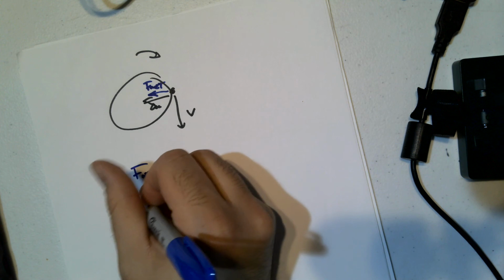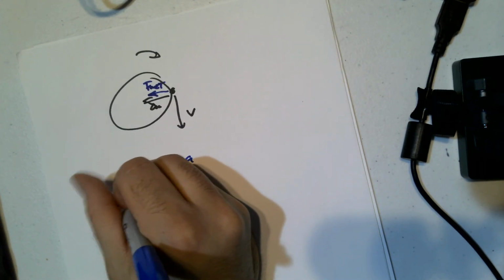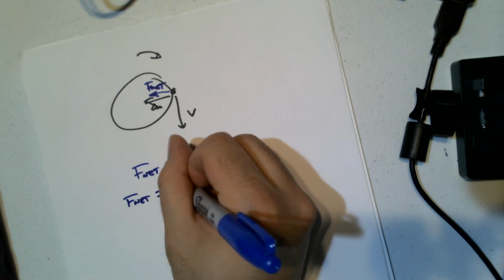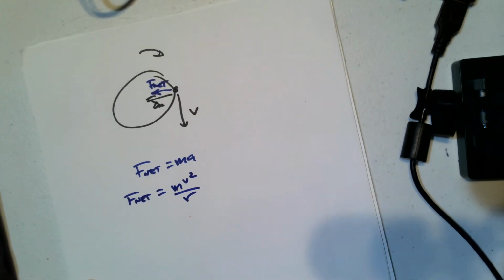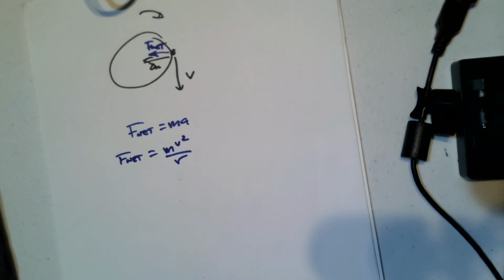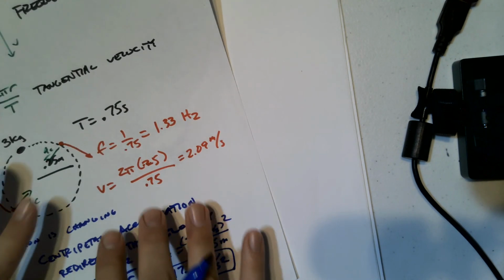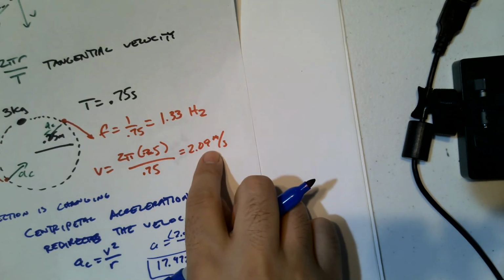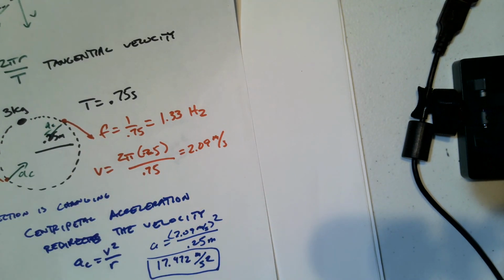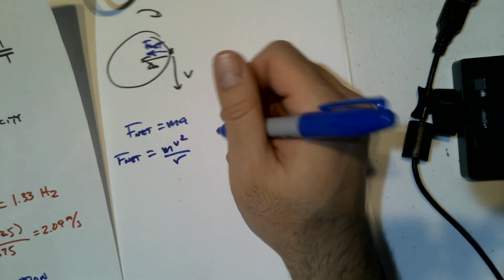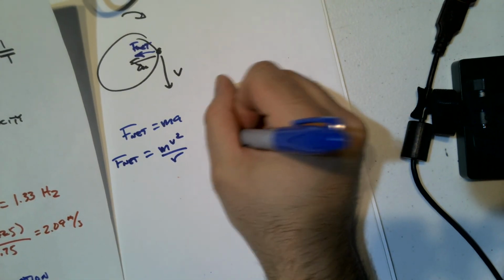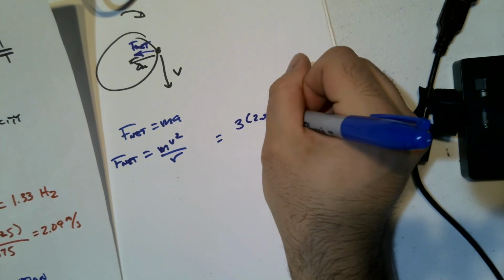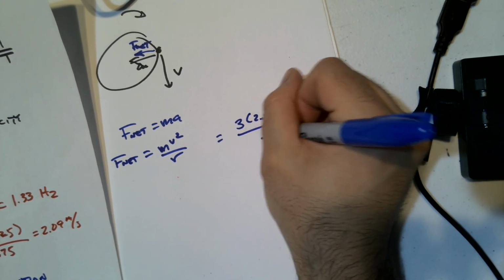And we can also write Newton's second law a different way. Since A equals v squared over R, we can also write it as mv squared over R if we want to. So using the numbers that we had here, 3 kilograms and a velocity of 2.09 and an R of 0.25, let's just calculate the net force here real quick. It would have been 3 times 2.09 squared all over 0.25.